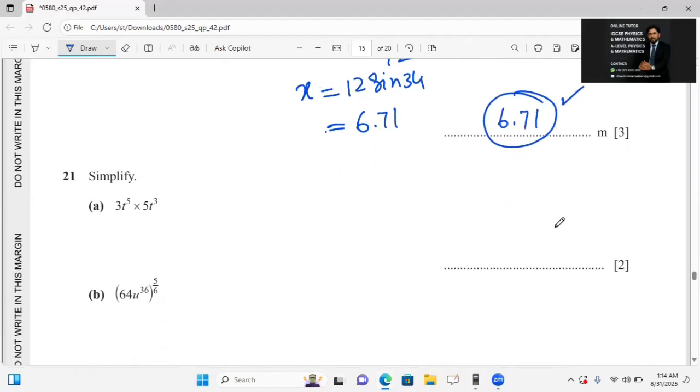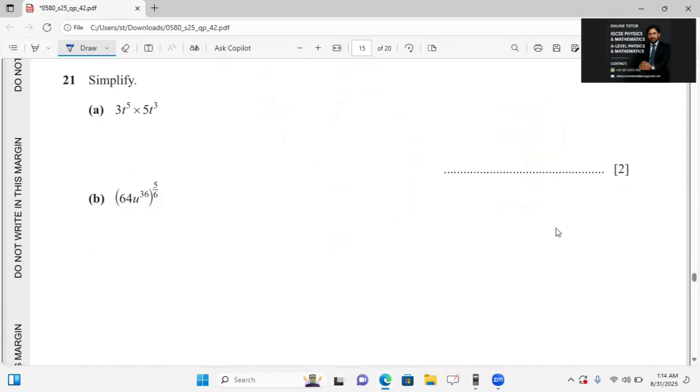After that, he is saying simplify it. Okay, that's an easy question. 3 times 5 is 15, and t to the power of 5 plus 3. It is 15 t power 8.